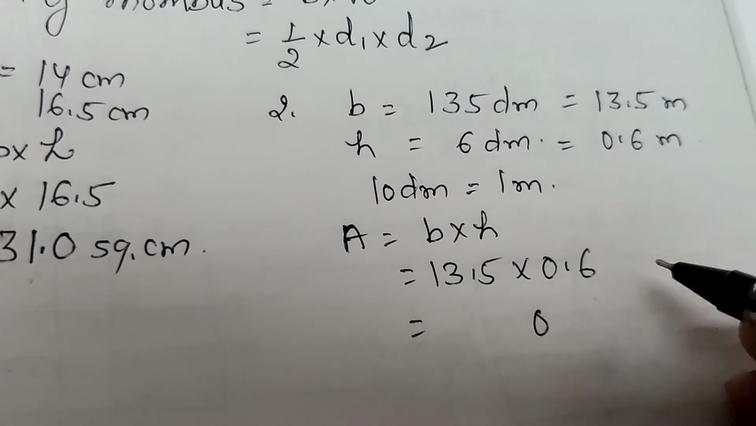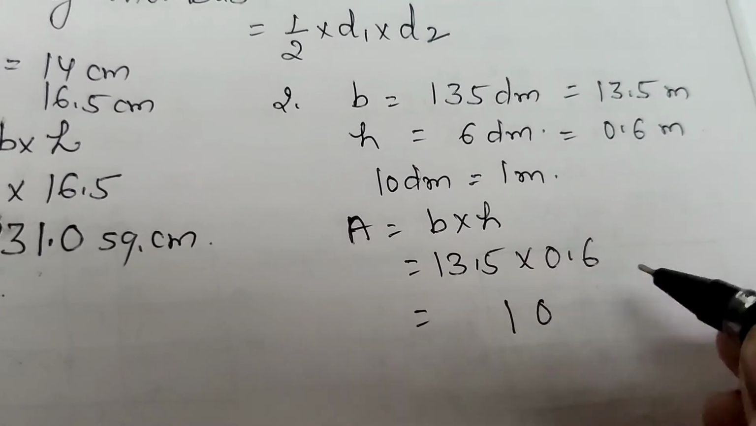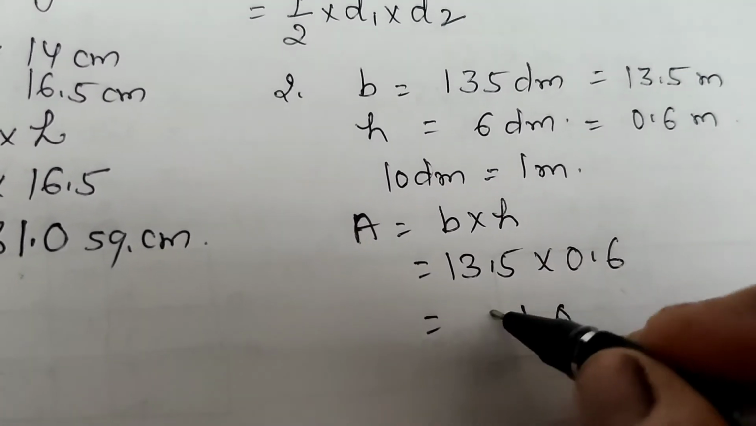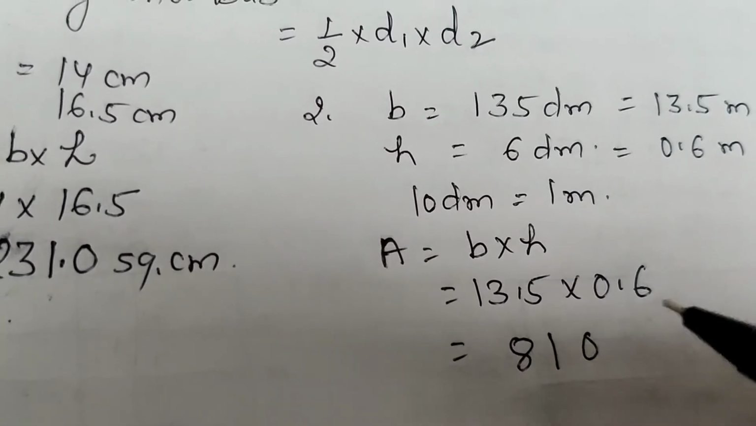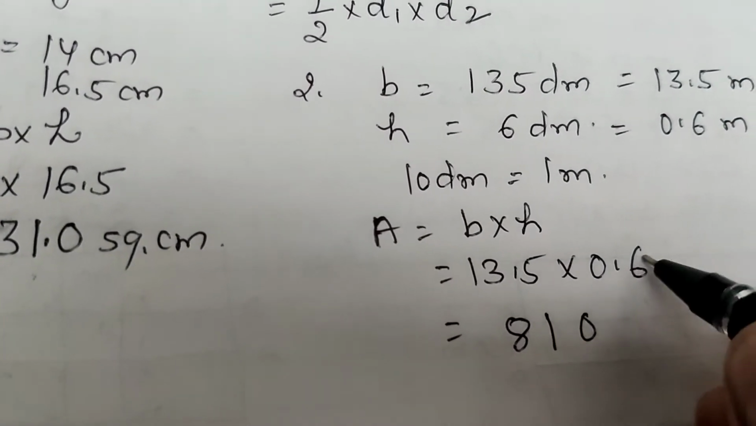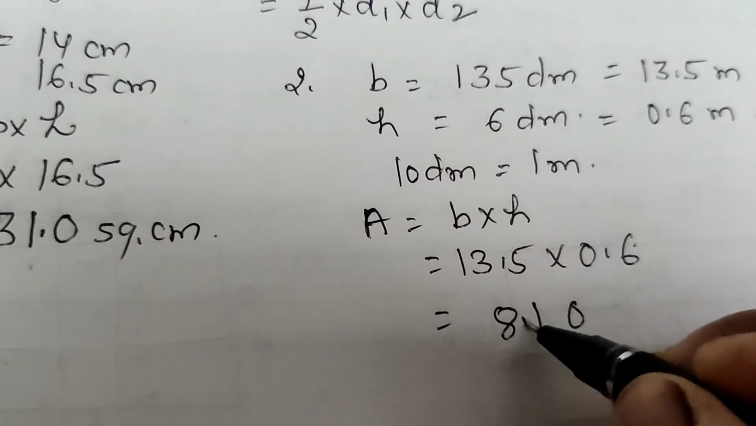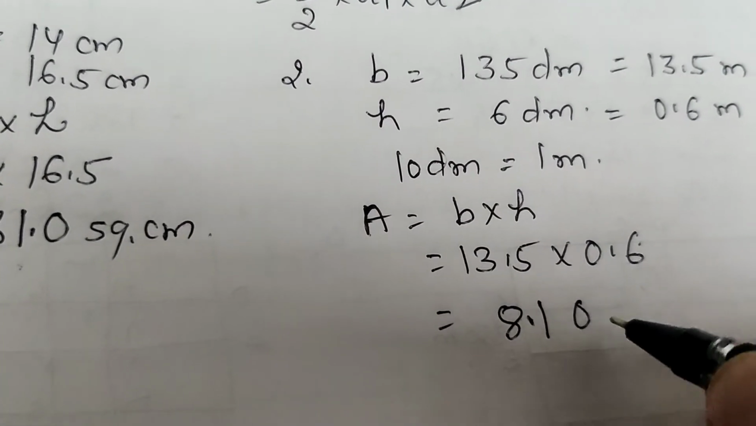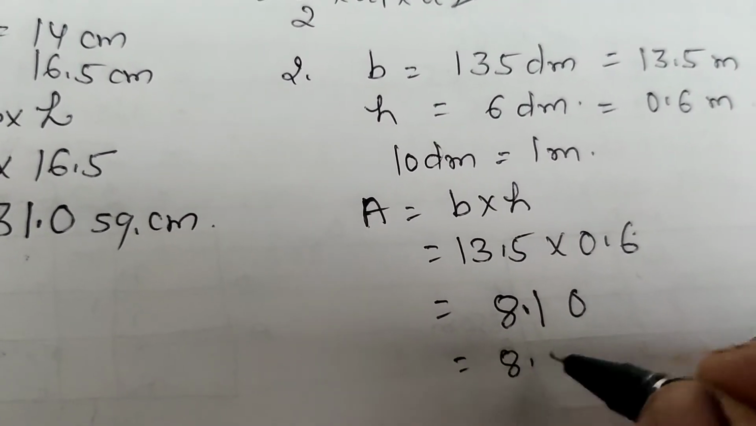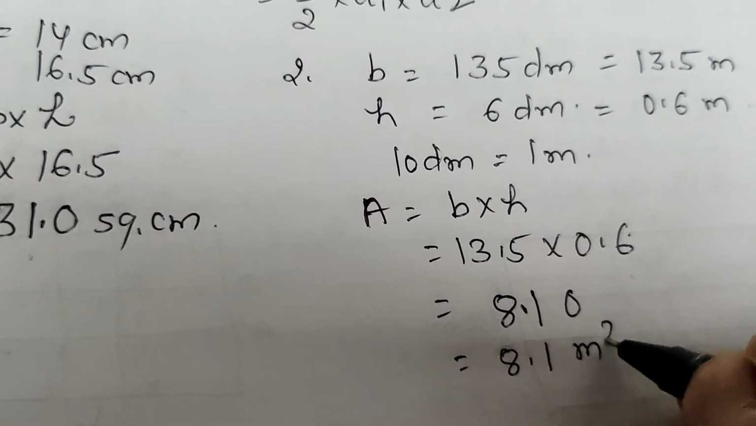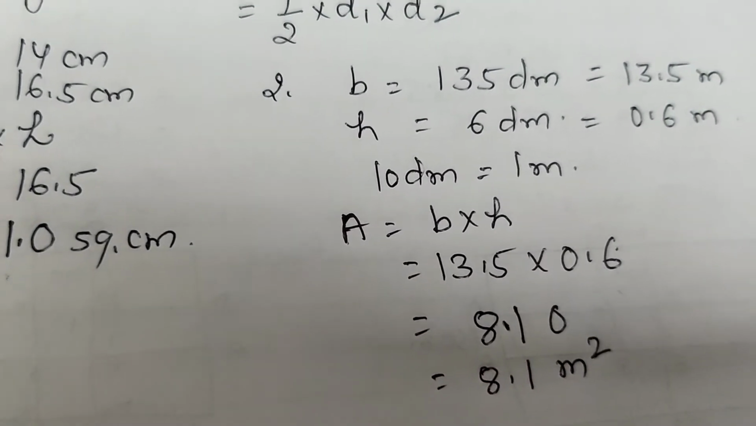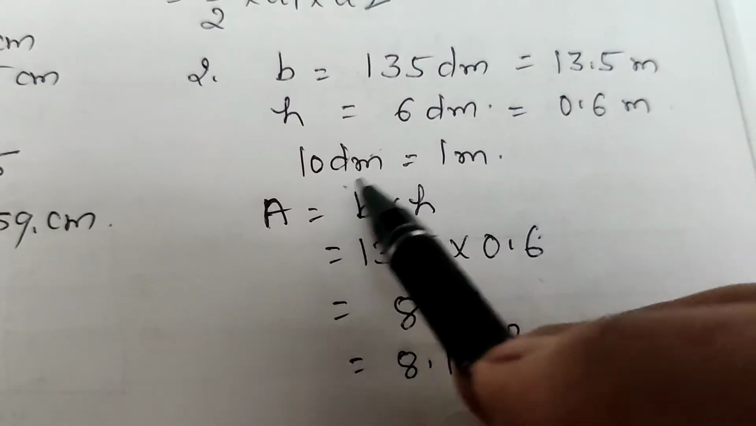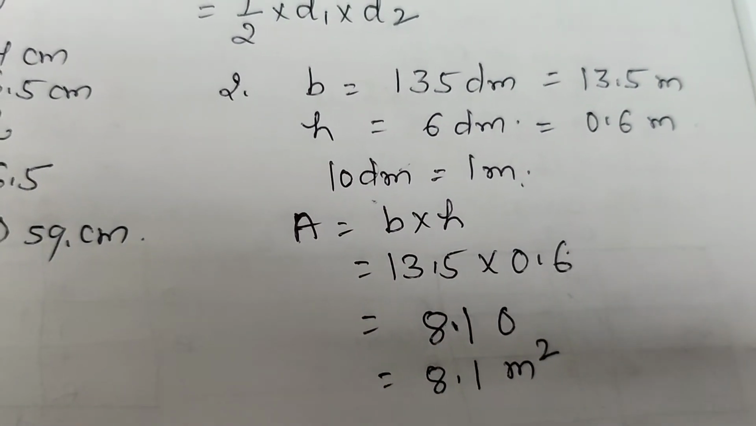Simple multiplied by 6. 6 5 into 5, 33 to 81. And now put the decimal after 1 and 2. 2 decimal place means 8.1 square meter. So you can write the answer 8.1 meter square or the square meter. This is the conversion of the unit. 10 dm equal to 1 meter.